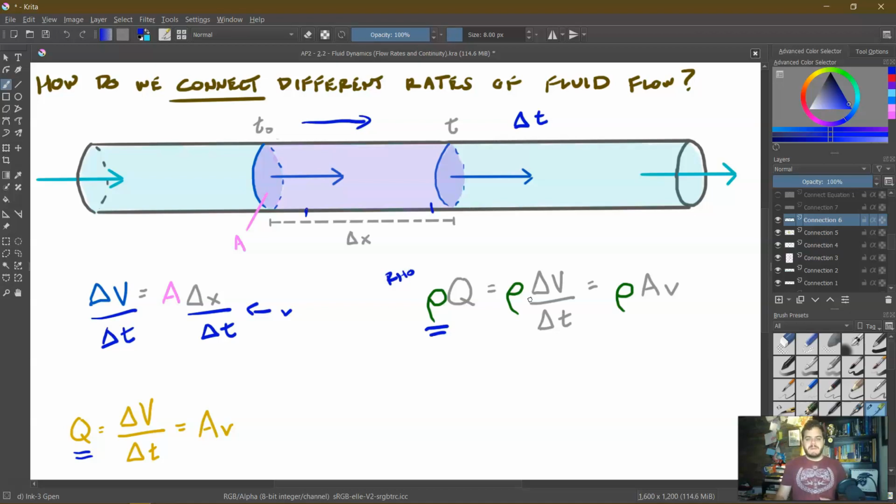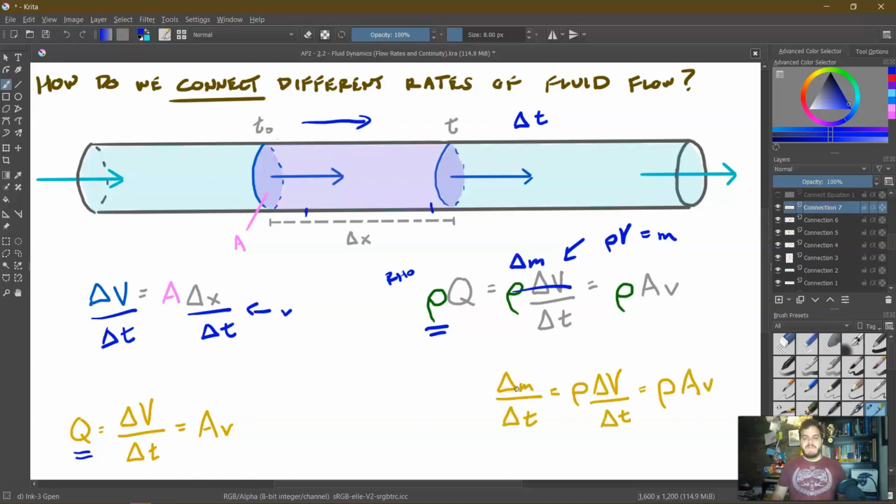So we have the density times Q, density times delta V over delta T, density times AV, and reminding ourselves that the density times a volume would be a mass, so a density times a change in volume would be the same thing as a change in mass. So in fact, delta M over delta T is simply the density times the volumetric flow rate, or the density times the cross-sectional area times the fluid velocity.